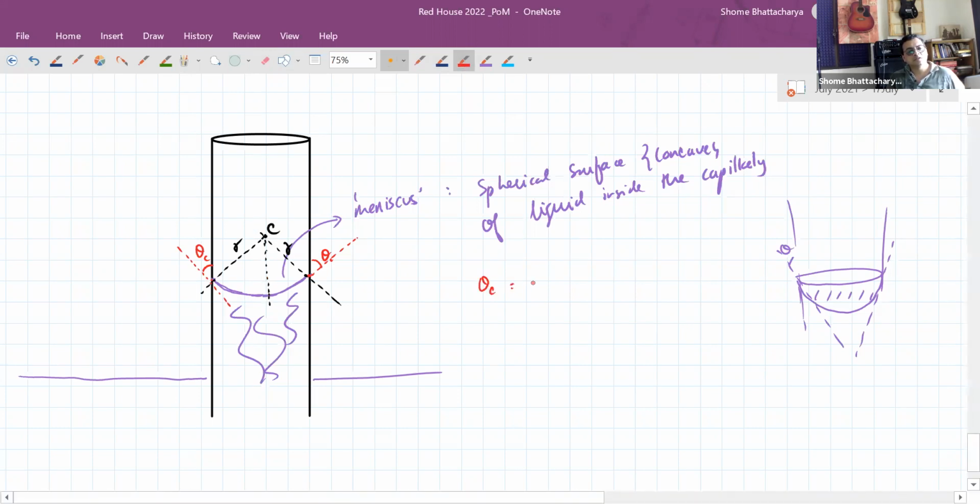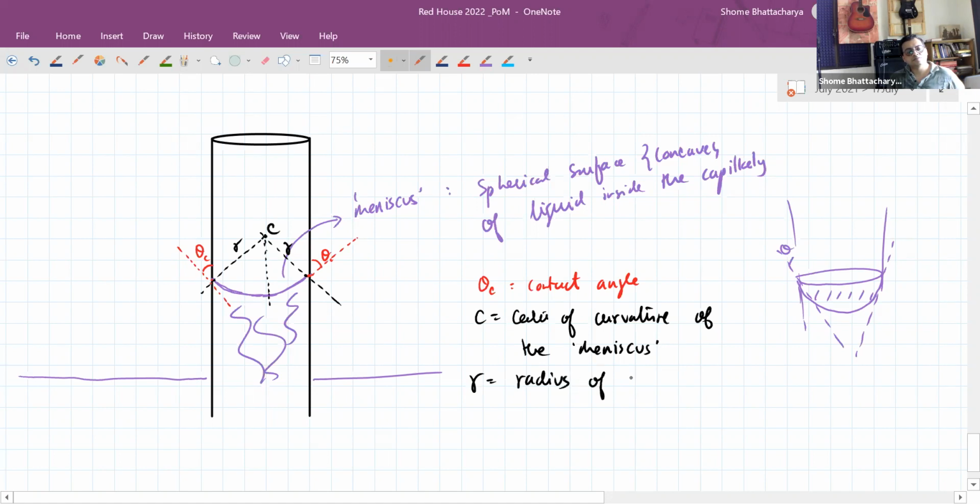So this is the contact angle, which is basically a property of the liquid and the solid combination that we are using. And C is the center of curvature of the meniscus or the concave liquid surface. So small r is the radius of curvature of the meniscus. First of all, we can see there's a relationship between the radius of the capillary, which is this one, and the radius of that meniscus.